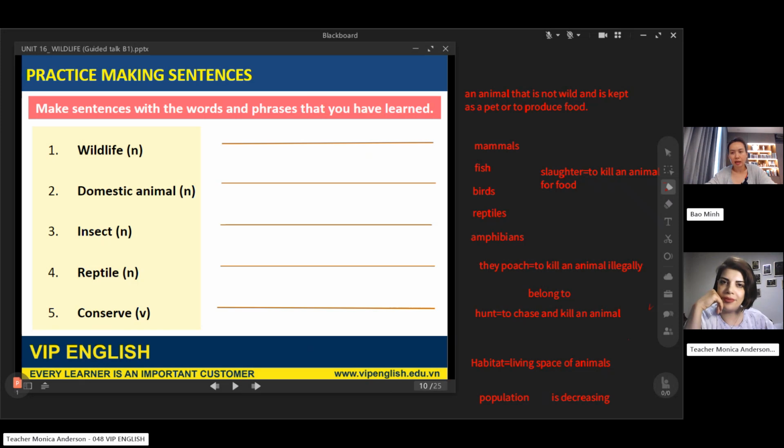Then they widen their land, their space to live, and they make the habitat of animals smaller and smaller.